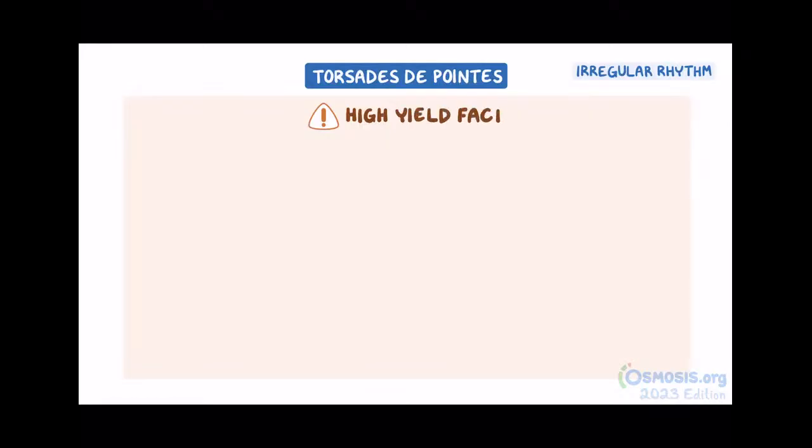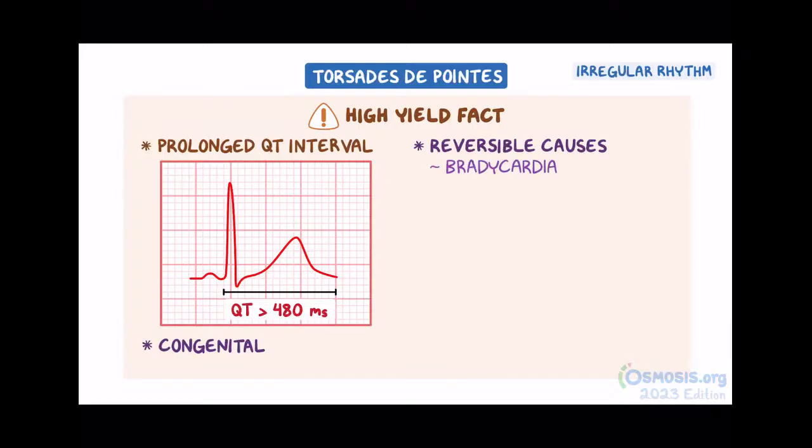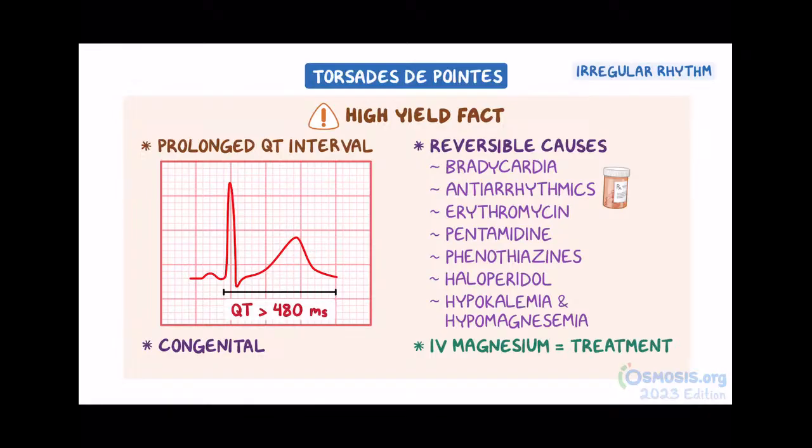Now, one last high-yield fact. Torsade de pointe is associated with a prolonged QT interval during sinus rhythm, which might be congenital, but also has many reversible causes, including bradycardia, medications like antiarrhythmics, erythromycin, pentamidine, phenothiazines, and haloperidol, or electrolyte abnormalities like hypokalemia and hypomagnesemia. In fact, IV magnesium is the treatment of choice.